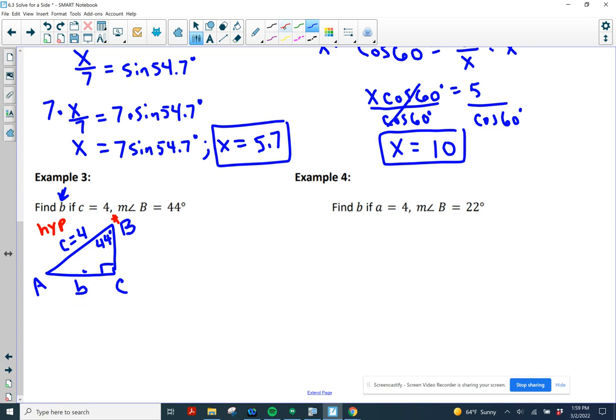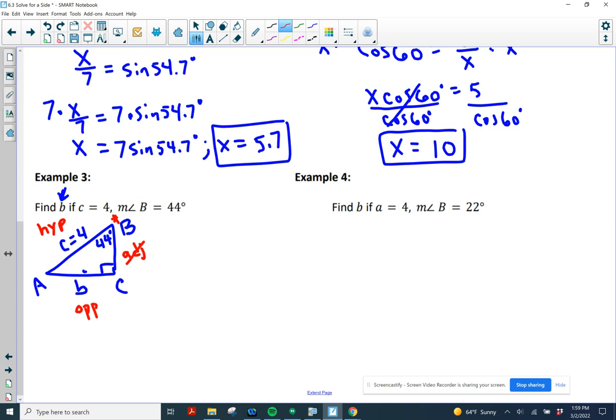So this is my opposite leg. Let me switch back to that color. And this would be my adjacent leg right here. Okay, which ones do I want to work with? I want to work with the missing B and the known C. So that's the one I'm going to leave out.